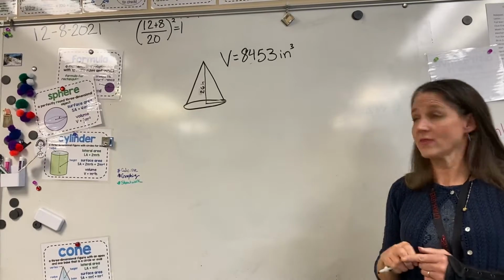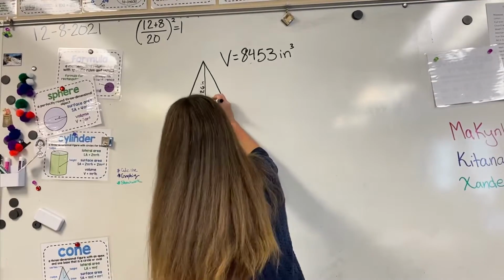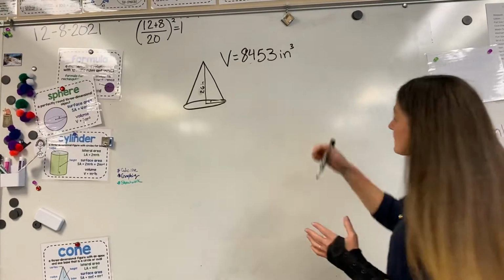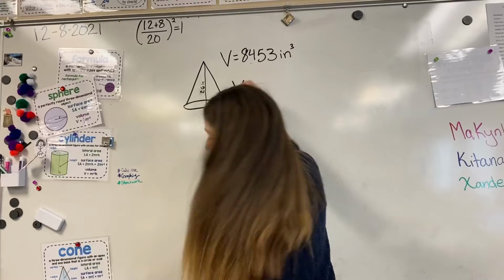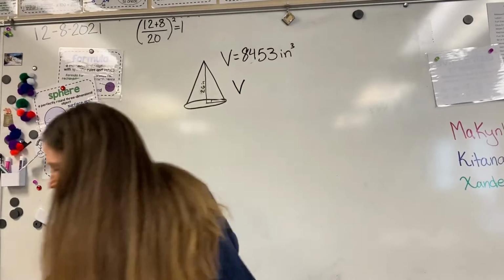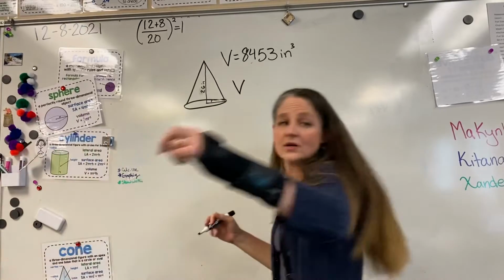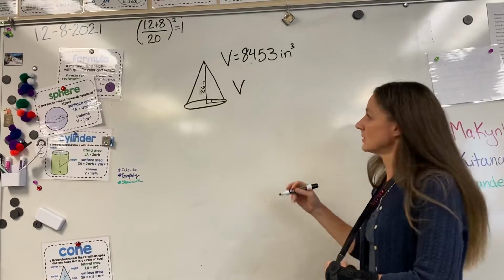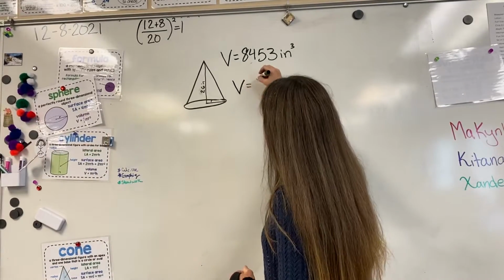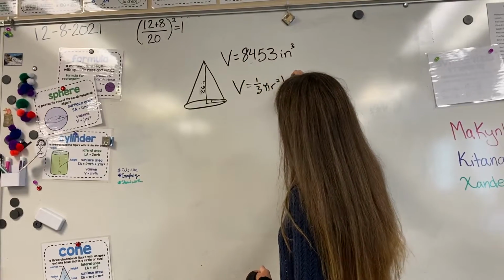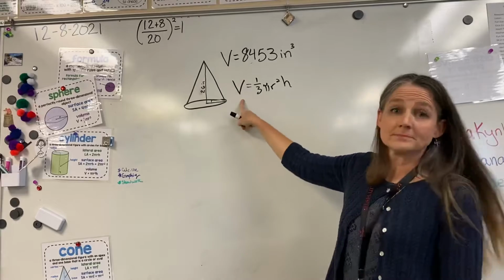Can I figure out what the radius is? I don't know the radius. This one's going to be a little bit trickier, but you guys can do it. So, what's the formula? I'm going to draw a stick. That's easy. Alyssa, what's the formula for the volume of a cone? It's 1/3 pi r squared times height. Okay.